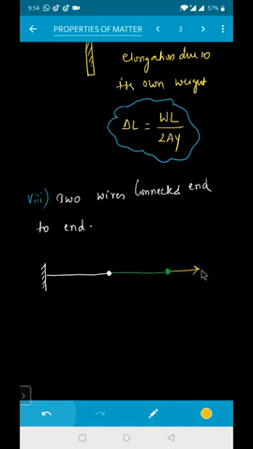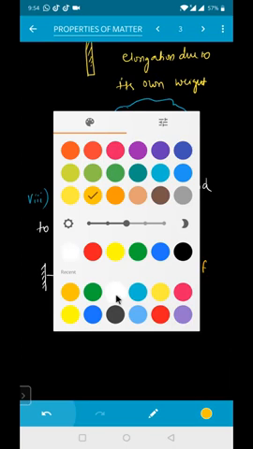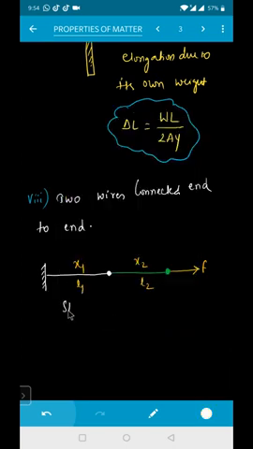This is your F. Then this one's extension is X1, and this one's is X2. The length of this one is L1, the length of this one is L2. The first wire is made up of, say for example, steel, and the next one is made up of, say for example, copper. So two wires are connected end to end like this, and you are applying the force. When you apply the force, the extension in the steel is X1 and the extension in the copper is X2.